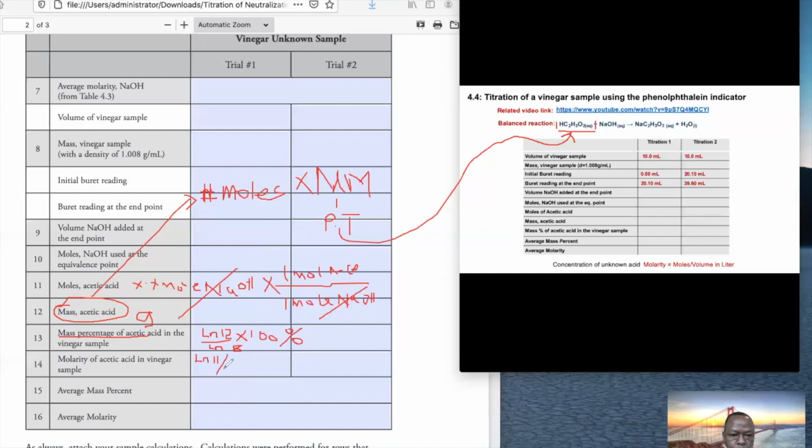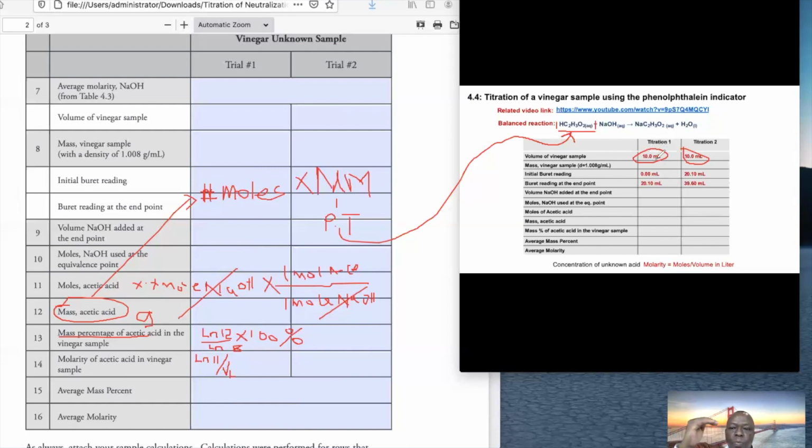Over volume in liters. This is volume in liters of the vinegar. Remember, here was the volume. Look at the volume. This is the volume of the vinegar solution. This is the volume of vinegar solution in trial 2. So you can change this volume to liters. Molarity of acetic acid in vinegar sample. This was the volume of the vinegar.